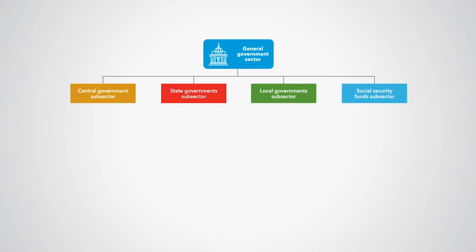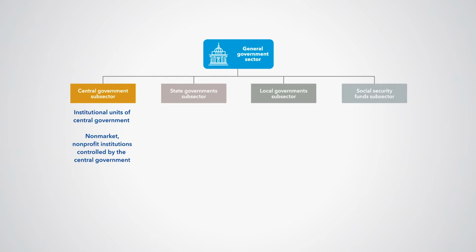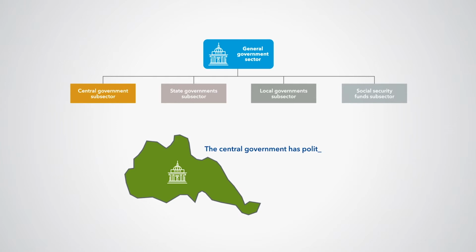while many other countries consider them as part of each level of government. All government units should be classified into one of the 4 or 3 subsectors. The central government subsector consists of the institutional units of the central government, plus non-market, non-profit institutions controlled by the central government. The central government has political authority over the entire territory of its country.